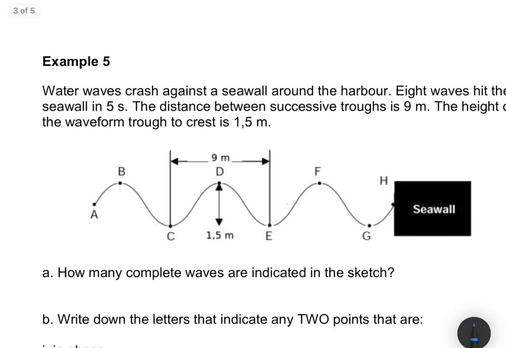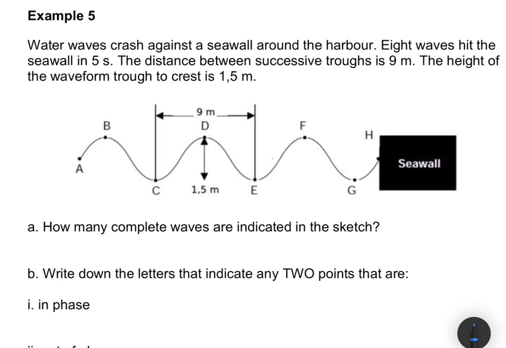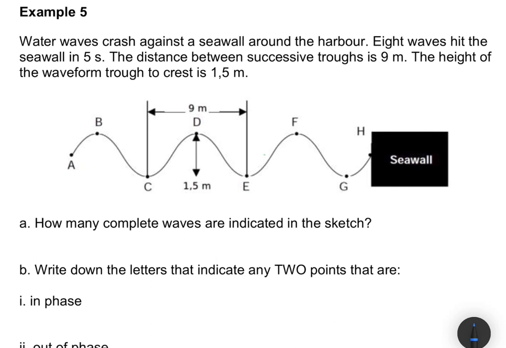So we have example 5, which has a diagram even. This is a past exam question. The question is saying that water waves crash against a seawall around the harbor. 8 waves hit the seawall in 5 seconds. The distance between successive troughs is 9 meters. The height of the wave from the trough to the crest is 1.5 meters. Okay, and then the first question: how many complete waves are indicated in the sketch, right?